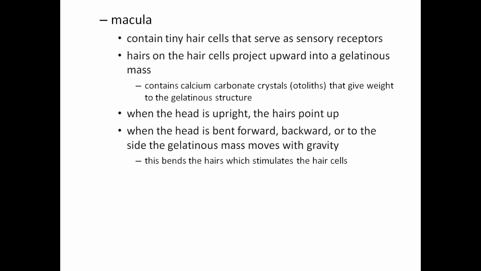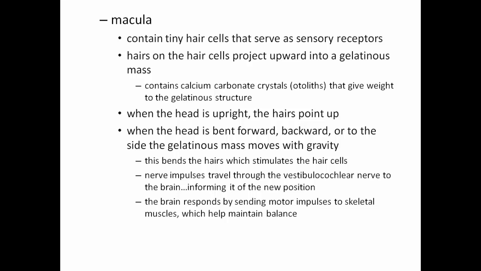Well, these maculae, they contain hair cells. These hair cells, they keep popping up again, these tiny cells with these big hair-like projections. Hairs on the cell go into this gelatinous mass, and I like to think of this mass as like maybe a jello with things in it, or maybe a beanbag chair. Maybe you're too young, maybe that's just me, but I'm going to go with a beanbag chair. And inside that beanbag chair are these calcium carbonate crystals, otherwise known as otoliths, that give weight to the gelatinous structure. When the head is upright, the hairs point up.